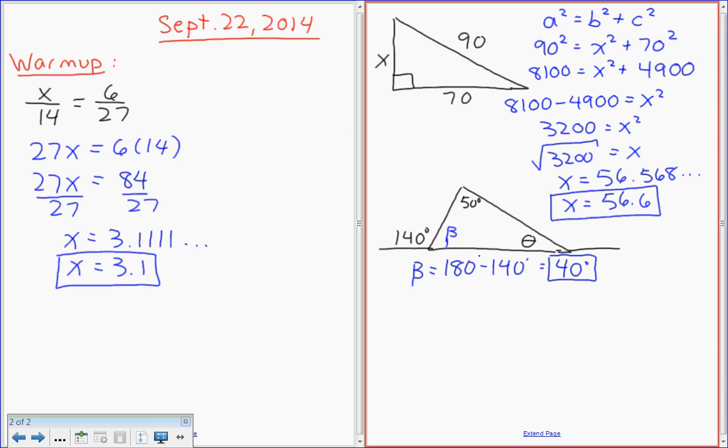Caleb, now, since this is 40, I'm going to write this in here. How do I get what theta equals? Okay, good. Remember, a triangle also adds up to 180. So theta should be 90 degrees.